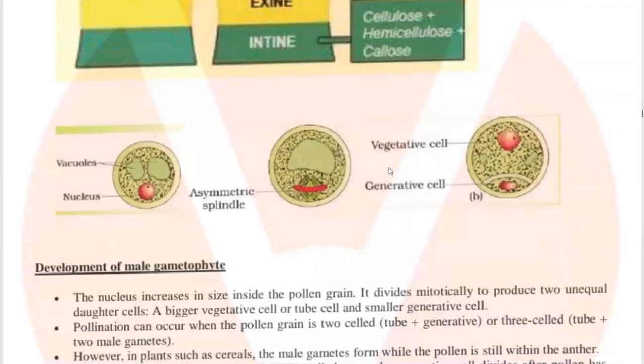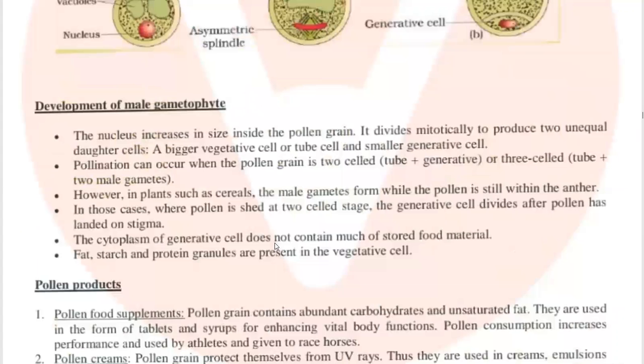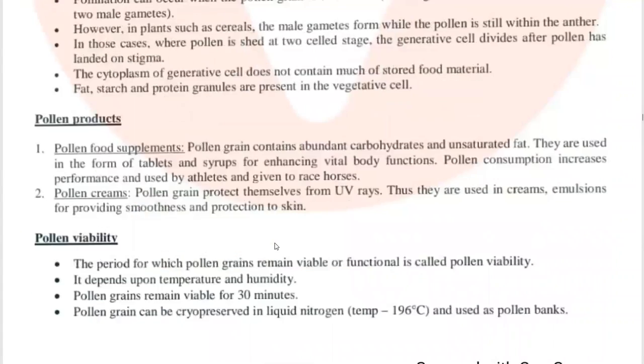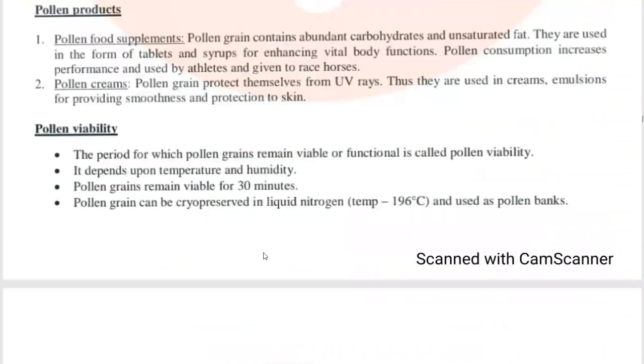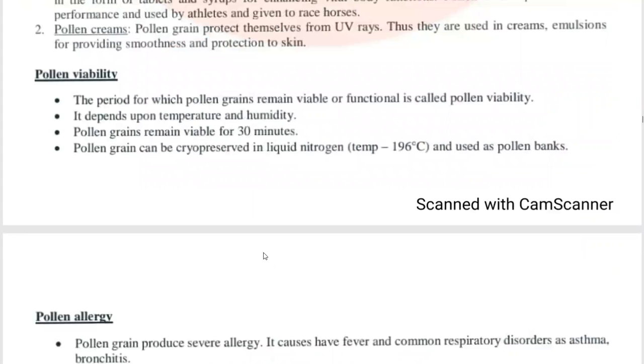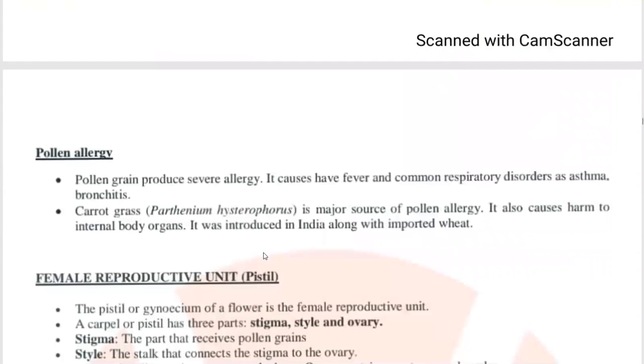This is then development of male gametophyte. These are the pollen products, that are the products formed after the pollen grain, or we get from pollen. Then pollen viability, that means how we can store pollen, or at which temperature it is being stored. Then some pollens cause allergies, some type of allergy, or it is a kind of disorder like asthma and bronchitis. So this is known as pollen allergy.